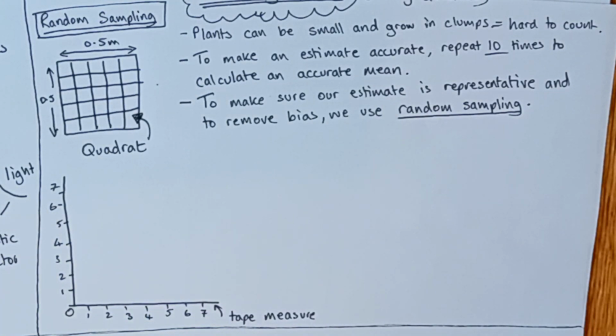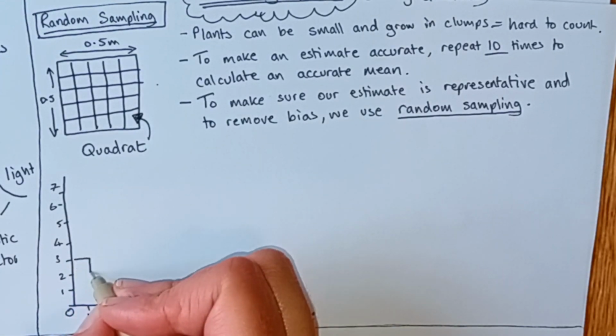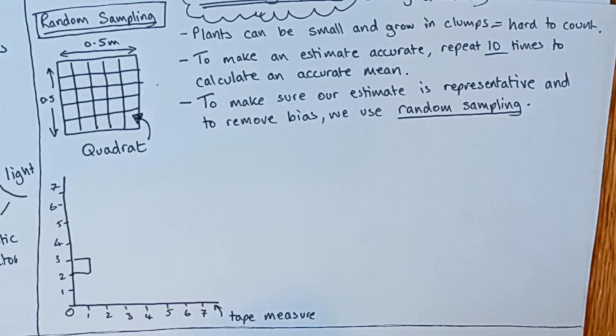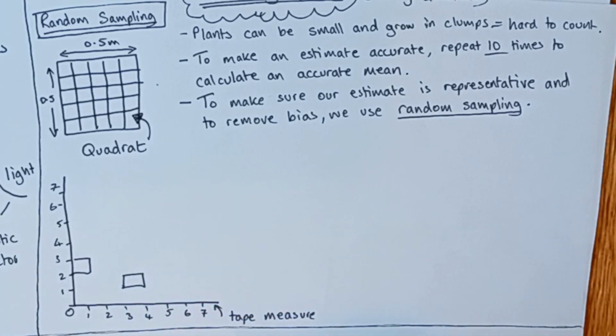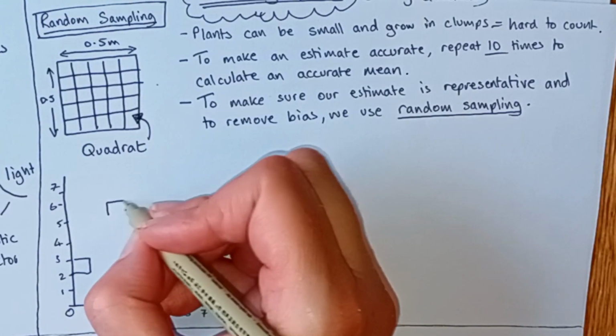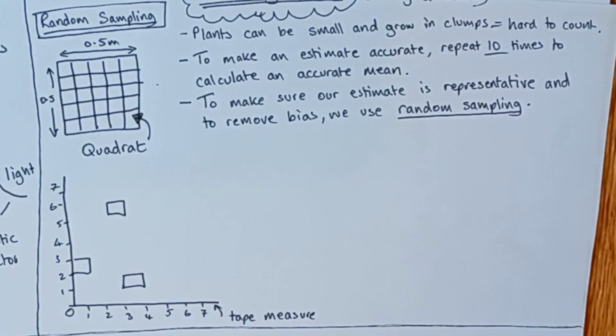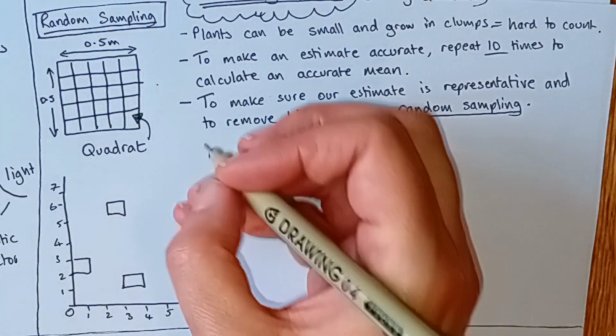We then need to choose random coordinates. A coordinate, remember, are 2 numbers, the first one being how far we go along the bottom axis, the second one being how far we go up the y-axis, and that's where we put our quadrat down. For example, if our first coordinate was 0, 2, we go along 0 and up 2, so the quadrat would go there. If our next quadrat was 3, 1, we'd go along to 3 and up to 1, and we'd put our quadrat there. Okay, so you need to choose points, sets of coordinates where your quadrat is going to go down.